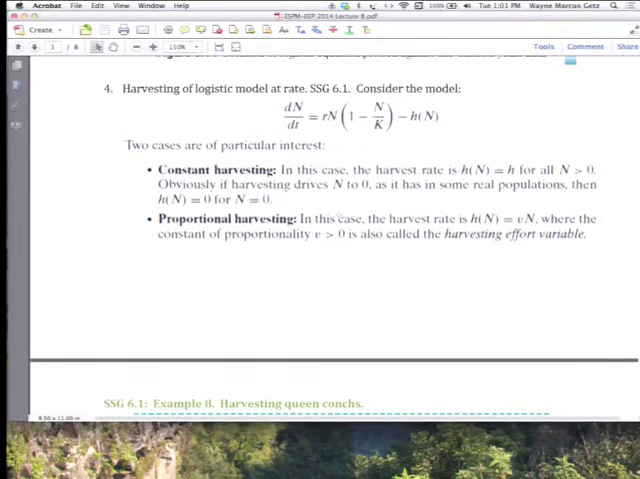So when it comes to harvesting, we modify this equation by putting in a harvesting term. So we can put in a harvesting term by adding a function h.